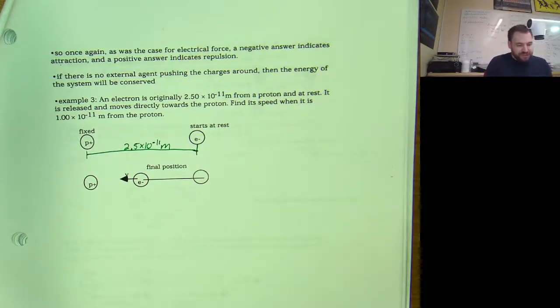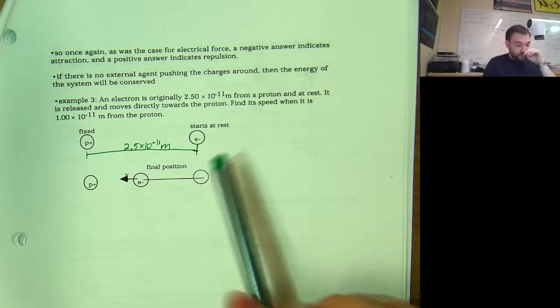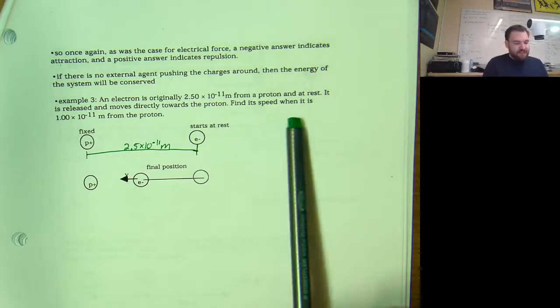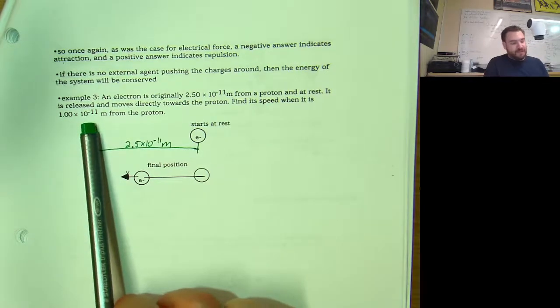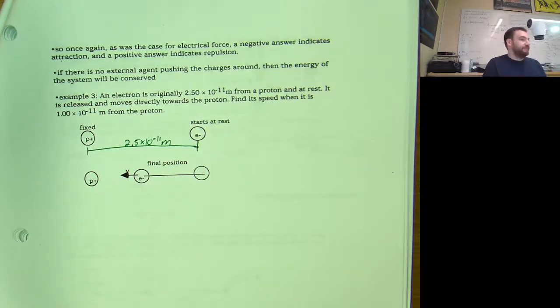So an electron is originally 2.5 times 10 to the negative 11 meters from a proton. And again, when we give these distances, we're assuming center to center. But these things are so small that you don't have to take into account the radius of the individual particles. It is released and moves towards the proton. Find its speed when it has moved to within 1 times 10 to the negative 11 meters from the proton. These guys are coming together.